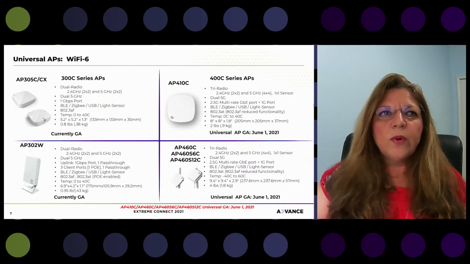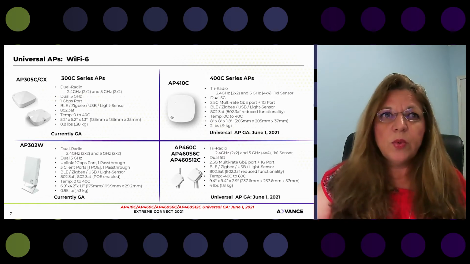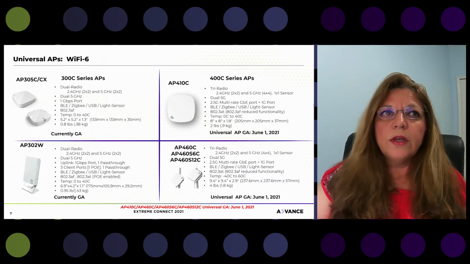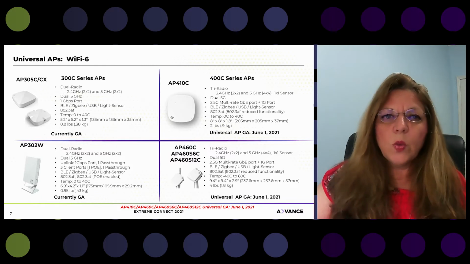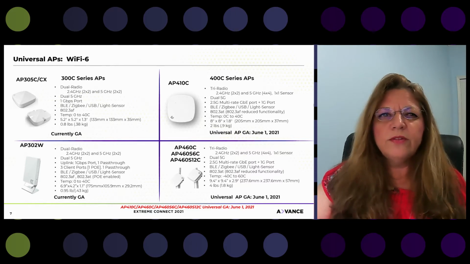So we introduced this hardware, universal, and the whole concept of universal. The AP305C and CX is a dual radio AP, and it's a 2x2. It has a 1 gig Ethernet port, BLE, 802.3af, and it's a 0 to 40 for the external antenna versions also. The AP302W is universal. That's our wall plate. That's the first 11AX wall plate that is dual 5 gig. There's nobody in the field. None of our competition actually has a dual 5 gig wall plate. It has 4 ports for PoE out and sensing. This actually replaces all our current 11AC wall plates.